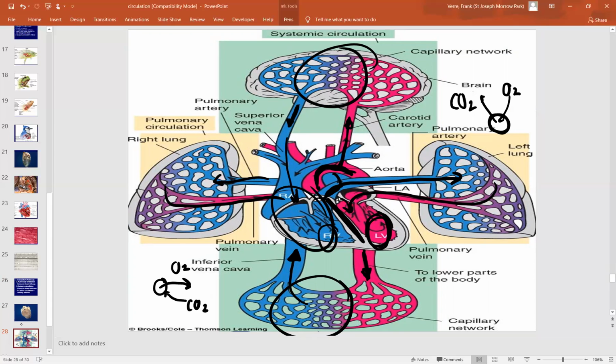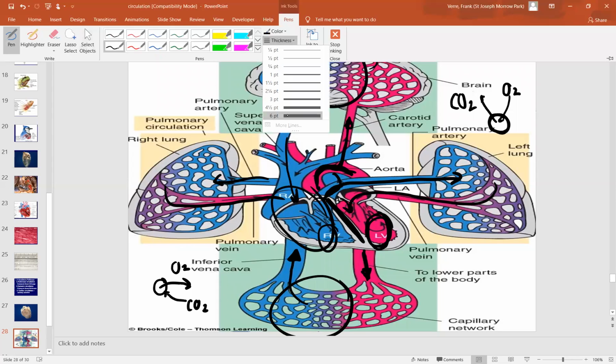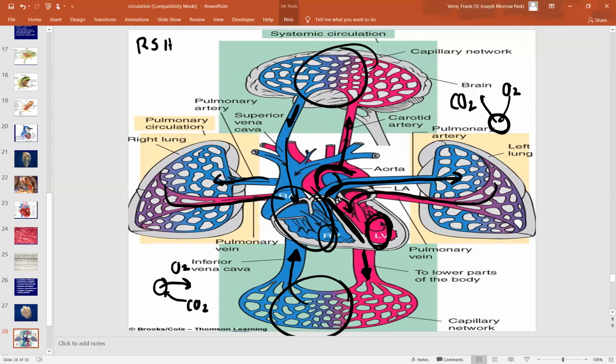But just to summarize, the pulmonary circuit would be, again, from the right side of the heart, RSH, to the lungs. And that would then go to the left side of the heart. That's your pulmonary circuit. Whereas your systemic circuit would be from the left side of the heart to pretty much the rest of your body, except for the lungs, and then obviously back to the right side of the heart. Okay, that's the other pathway.